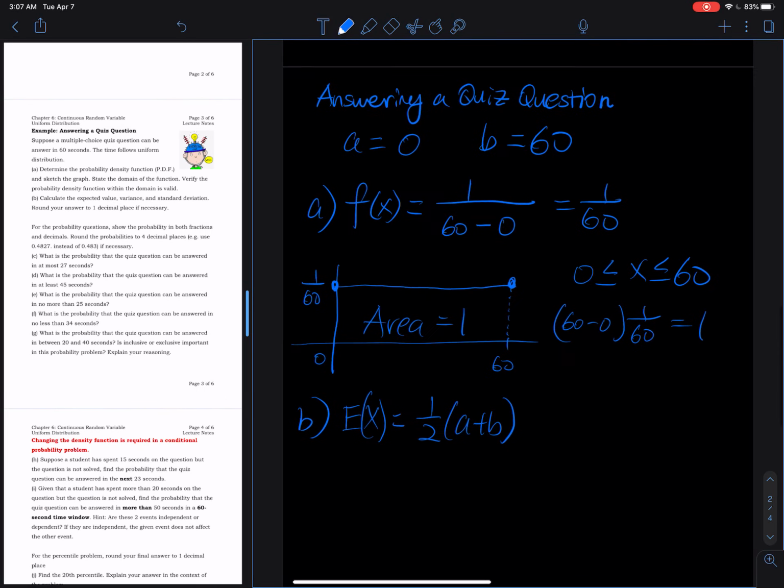So that means on average, a student can answer a quiz question in 30 minutes. I mean 30 seconds, not minutes. So let's erase that. Change that to seconds, easy.